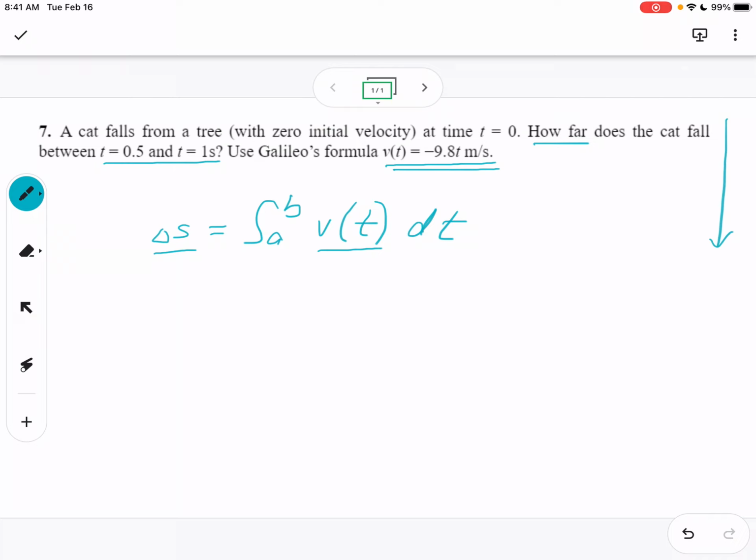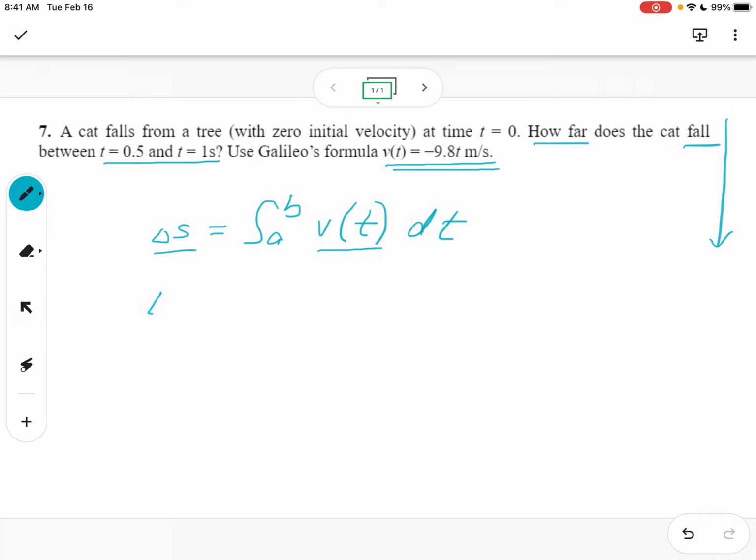But the way the question was worded, how far does the cat fall? That's an important word right there. So the answer they're looking for is going to be positive. I'm going to go ahead and get that negative answer and then just realize that that's displacement. And to find out how far it actually fell, I'm just going to turn around and make it positive.